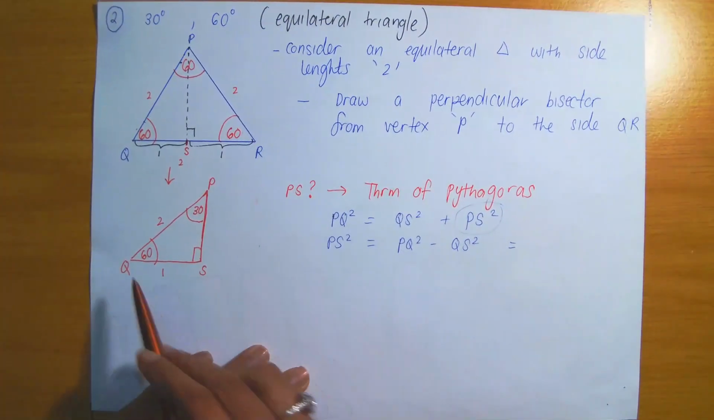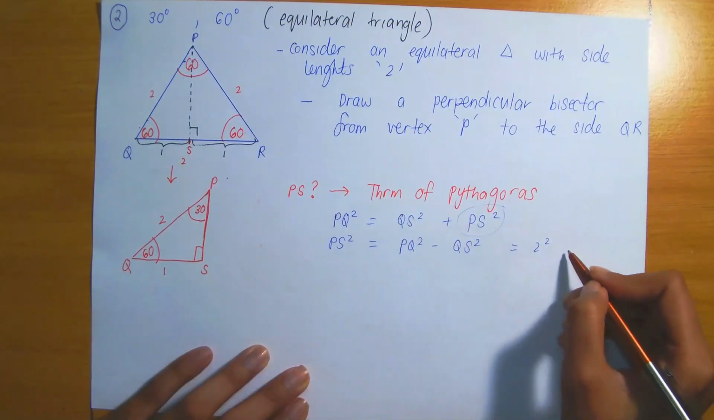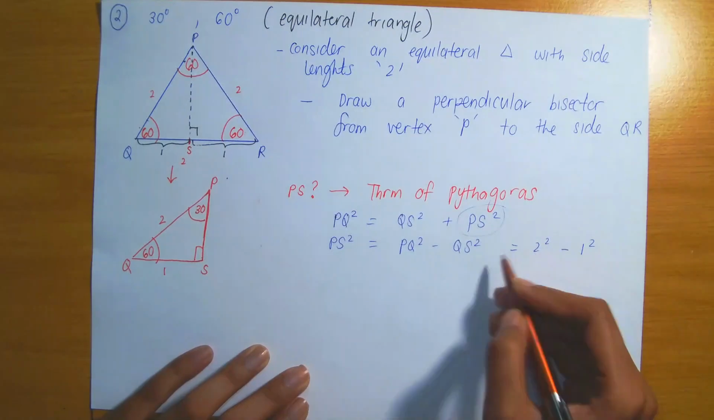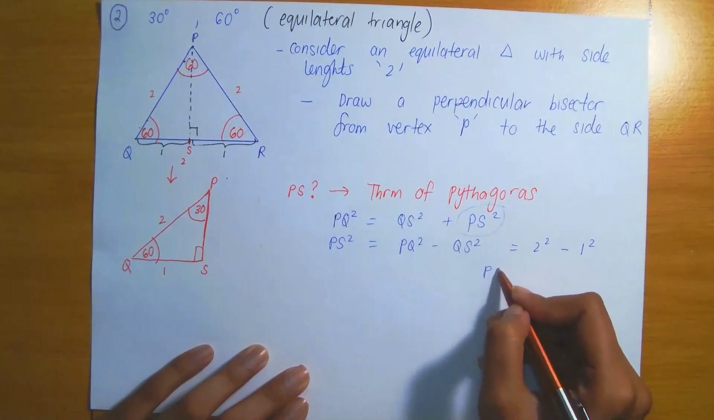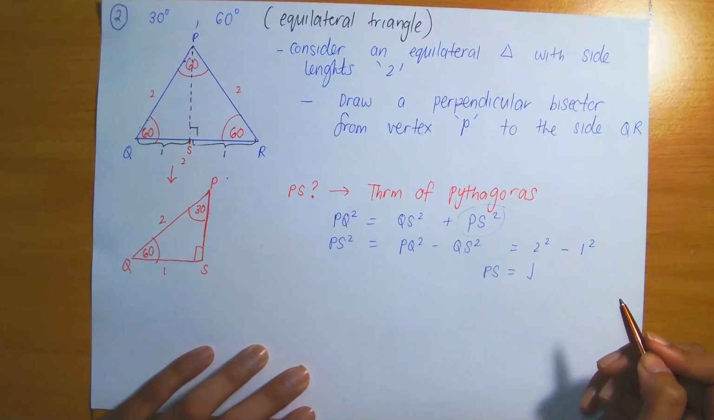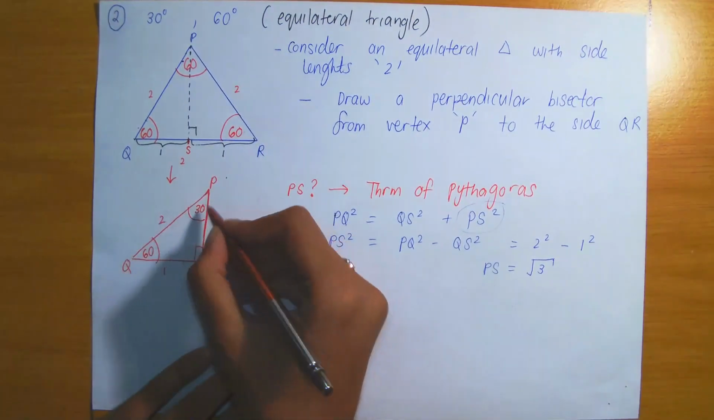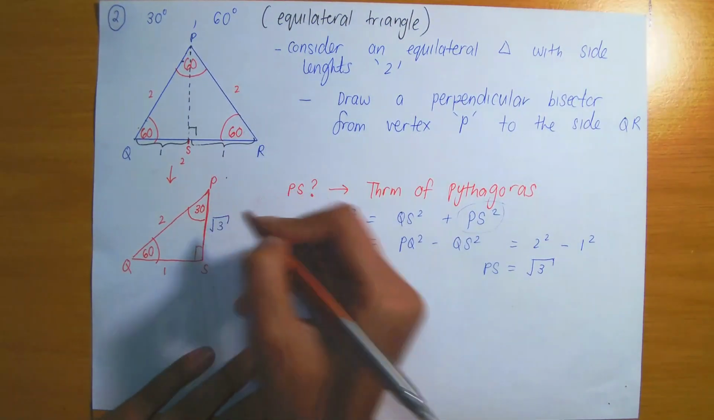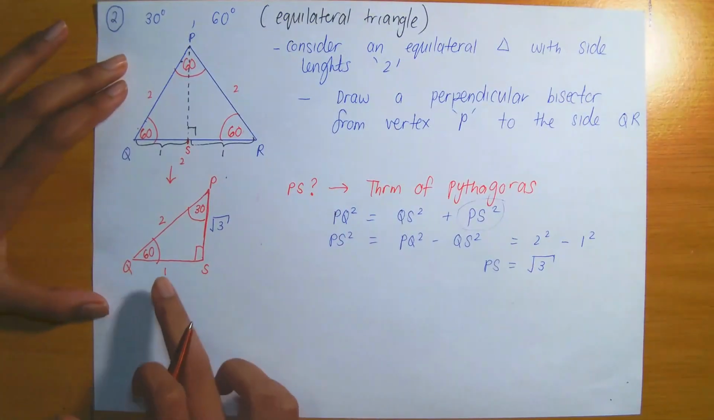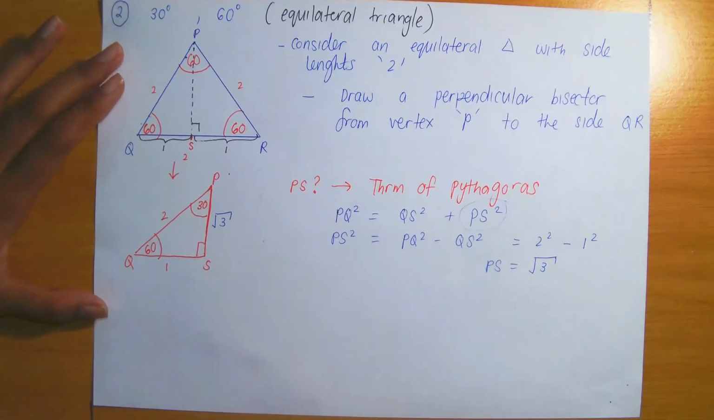What is PQ? PQ is 2, so that's 2 squared. What is QS? QS is 1, so it's minus 1 squared. So PS squared is 2 squared minus 1 squared, which then means that PS is the square root of 2 squared minus 1 squared, giving you a value of root 3. So that means that this side has length root 3. And we now have a completed right angle triangle with angles 60 and 30 degrees.